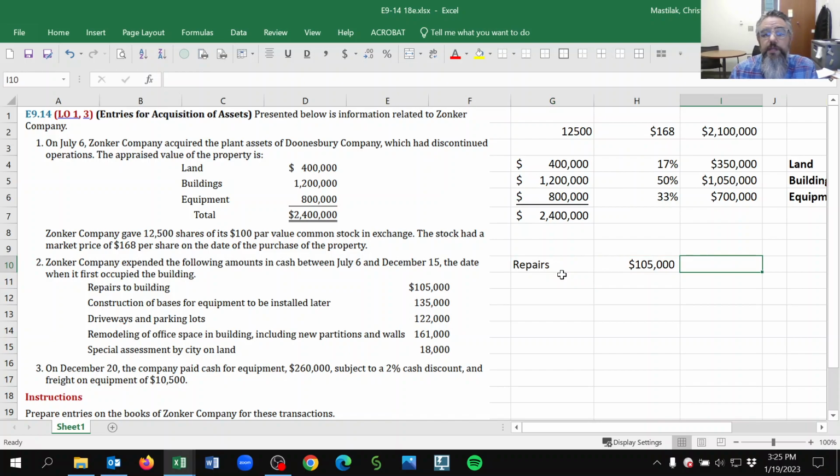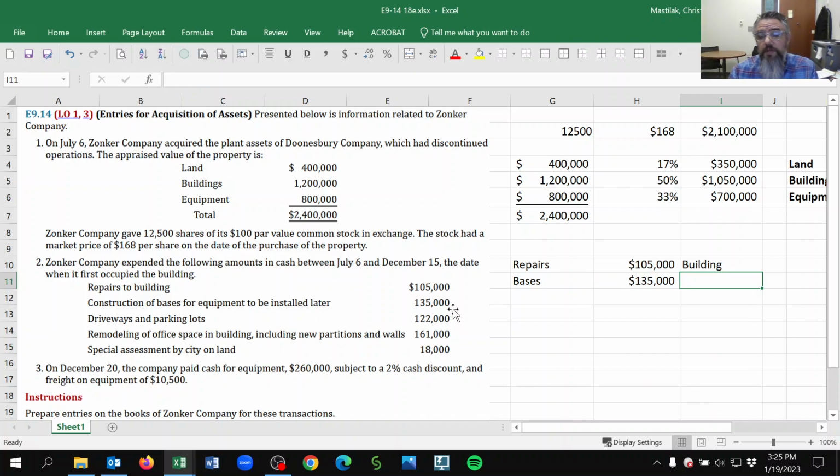How are we going to record that cost? Well, normally if we were already occupying the building, we'd record that to repairs or maintenance expense. But here, because it's a cost necessary to get the building ready for use, we're going to record that as a building.